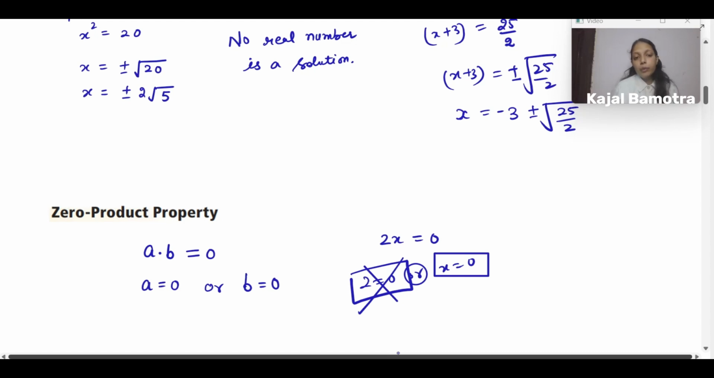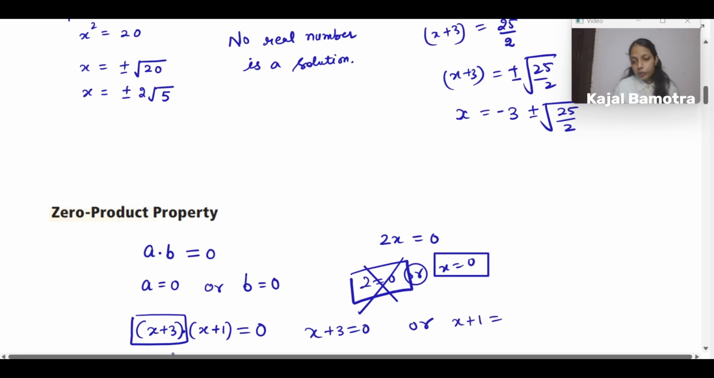But in this chapter, we will work with this property using factors. Say you have the factors (x + 3)(x + 1) = 0. Here are two terms multiplying to equal 0. From the zero product property, either your first factor equals 0 or the second factor equals 0. If the first factor equals 0, x is -3. If you solve the second, you will get x = -1. So the possibilities for x are either -3 or -1.